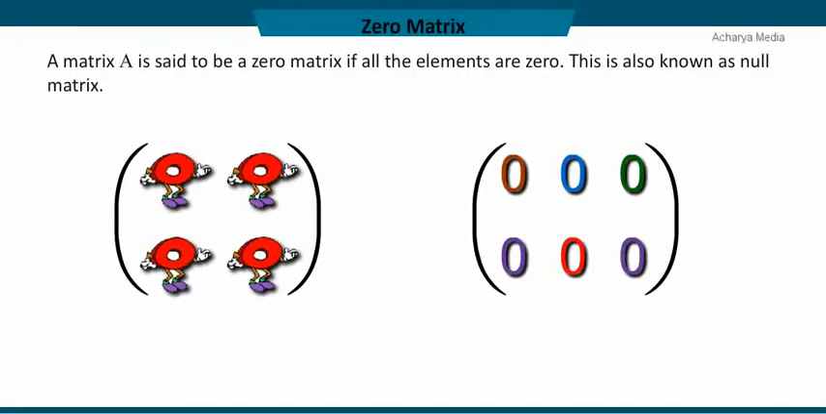Zero matrix. A matrix A is said to be a zero matrix if all the elements are zero. This is also known as null matrix. The first is a zero matrix of order 2 by 2 and the second one is of order 2 by 3. Thus, we have zero matrices of any order.